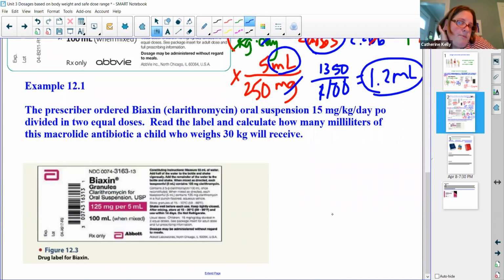Okay, the prescriber ordered Biaxin oral suspension 15 milligram per kilogram per day by mouth, divided into 2 equal doses. Read the label and calculate how many milliliters of this macrolide antibiotic a child who weighs 30 kilograms will receive.